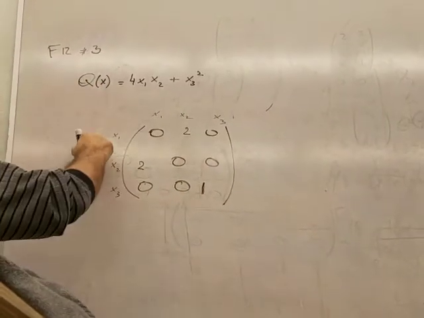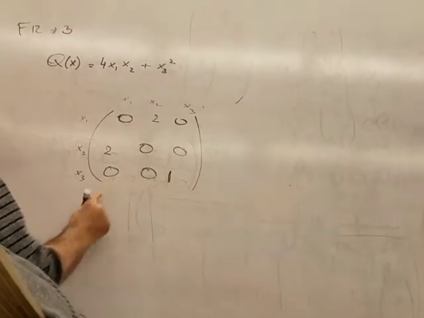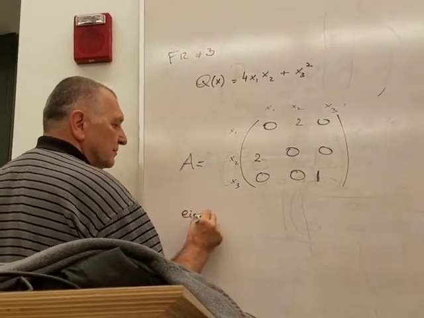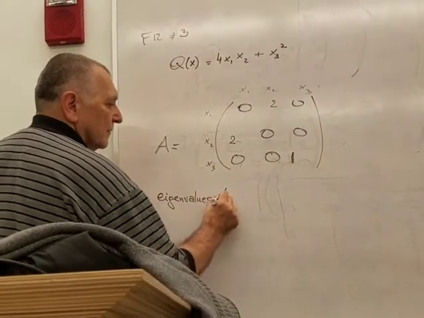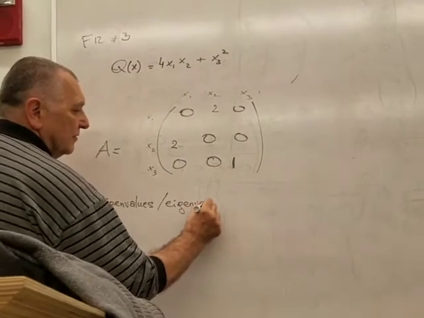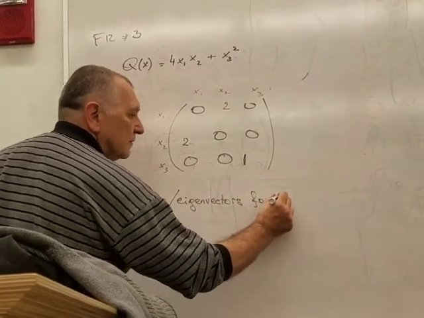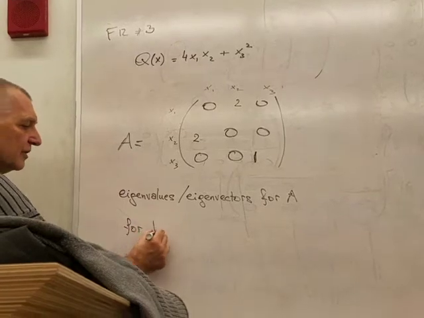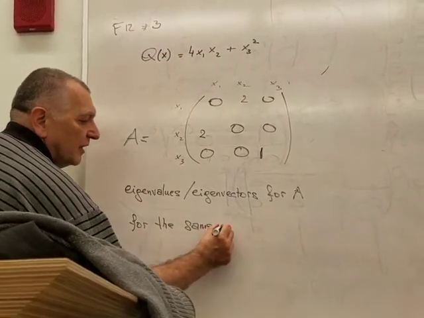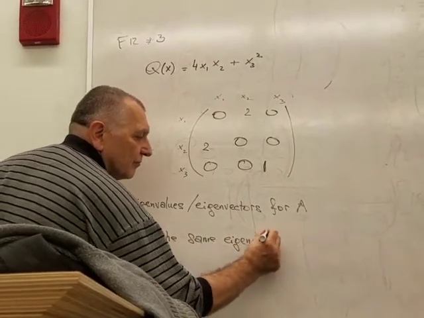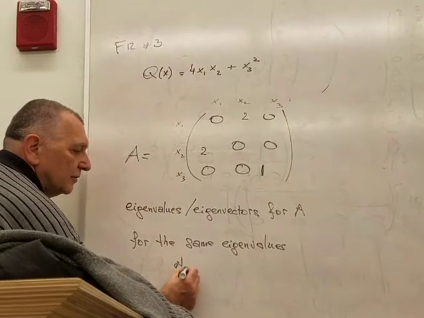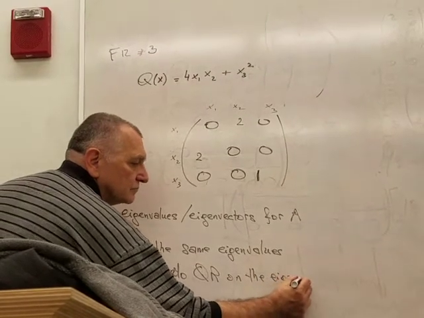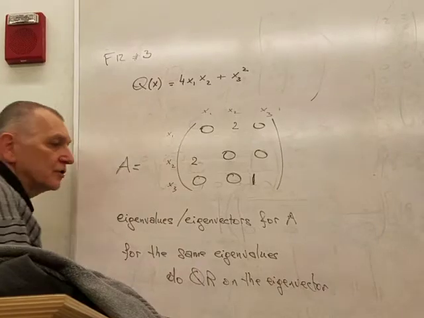So this problem reduces to, once you know how to find that matrix, I'll call this the matrix A, the problem reduces to eigenvalues, eigenvectors of A as the first step, and then the last step is, for the same eigenvalues, do QR on the eigenvectors. So it puts everything you already know together.